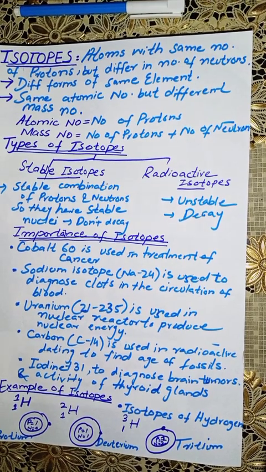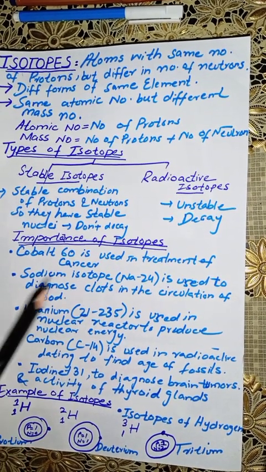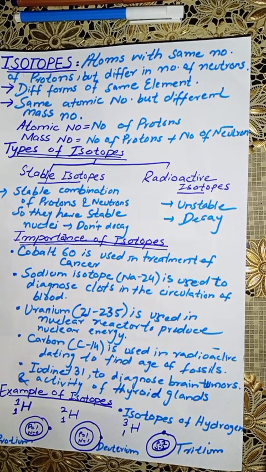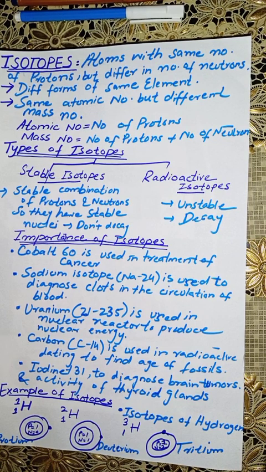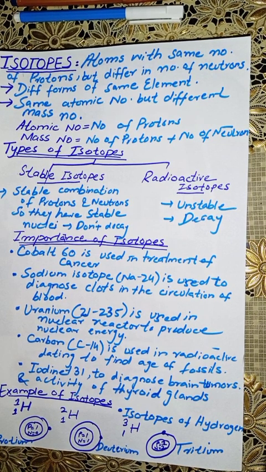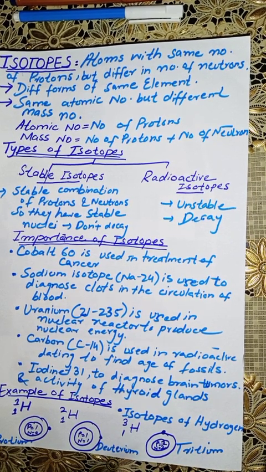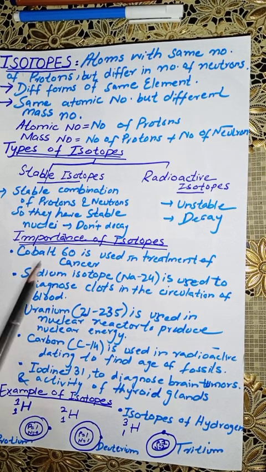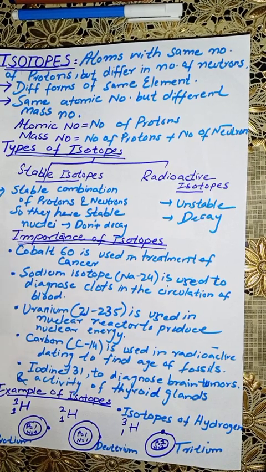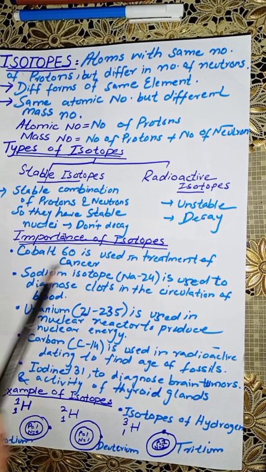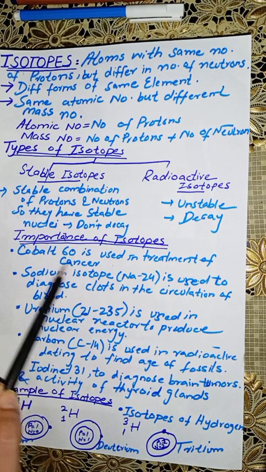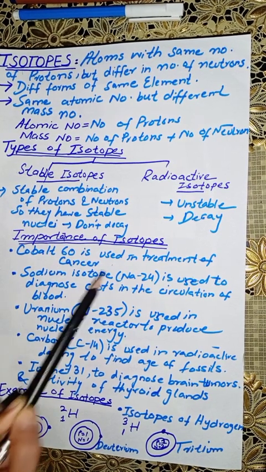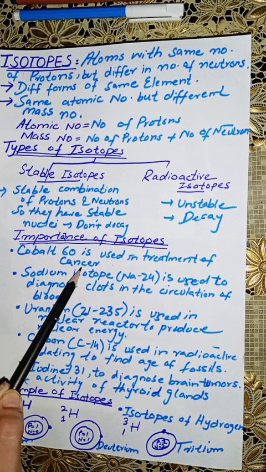Now we will move towards the importance of isotopes, like what are the applications and uses of isotopes in our daily life. Isotopes have a variety of applications. They are very useful in our daily life. So let us discuss some of the uses of isotopes. First of all, the isotope of cobalt, cobalt 60, is used in the treatment of cancer.